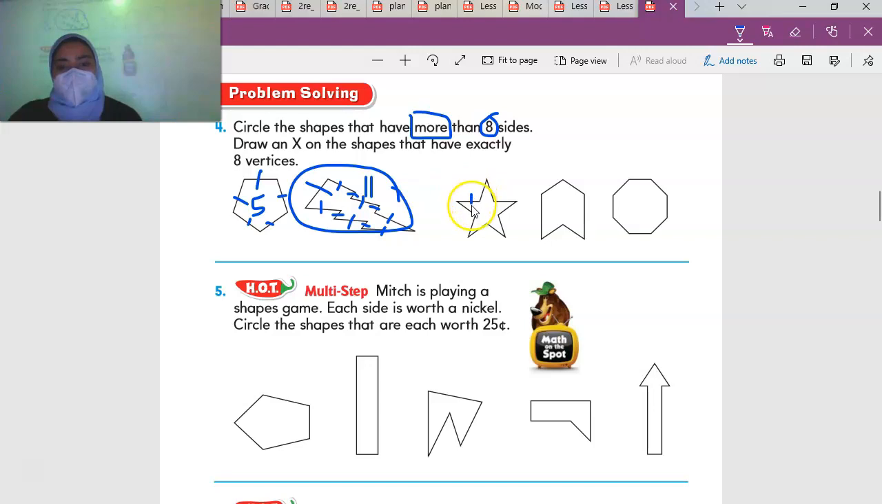Let's look at this one. 1, 2, 3, 4, 5, 6, 7, 8, 9, 10. Is that more than 8? Yes. Circle that.